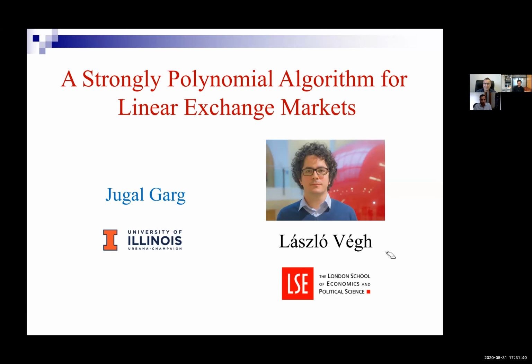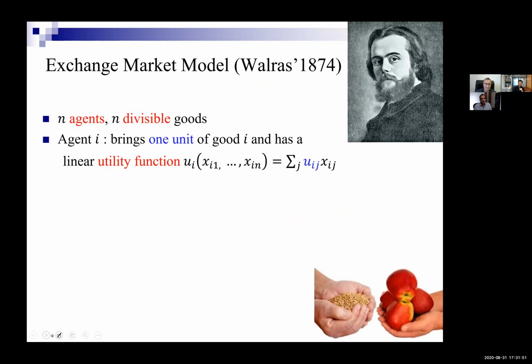So let's begin with the market model, which was introduced by Walras in the 19th century. In this market, there are n agents and n divisible goods. Divisible means like milk or cake, where we can divide 1 unit of a good among multiple agents. Half a unit can be given to one agent, a third to another agent, and so on. Each agent i brings 1 unit of good i and has a linear utility function.